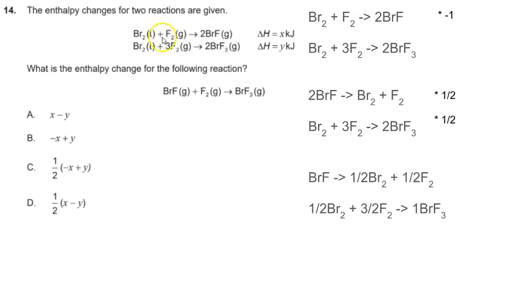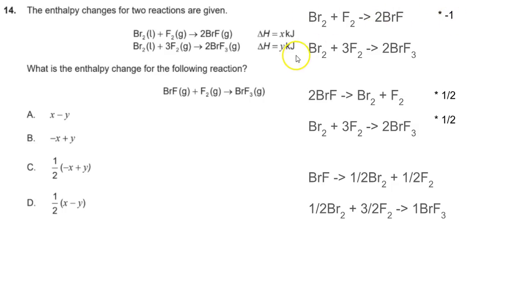Okay, so they gave you these 2 equations and they gave you a target equation. They wanted you to manipulate these to make it look like that. So first thing I notice about my equation, the BRF is on the left side. Here the only BRF is on the right side. So let's flip that top equation, multiply by -1.